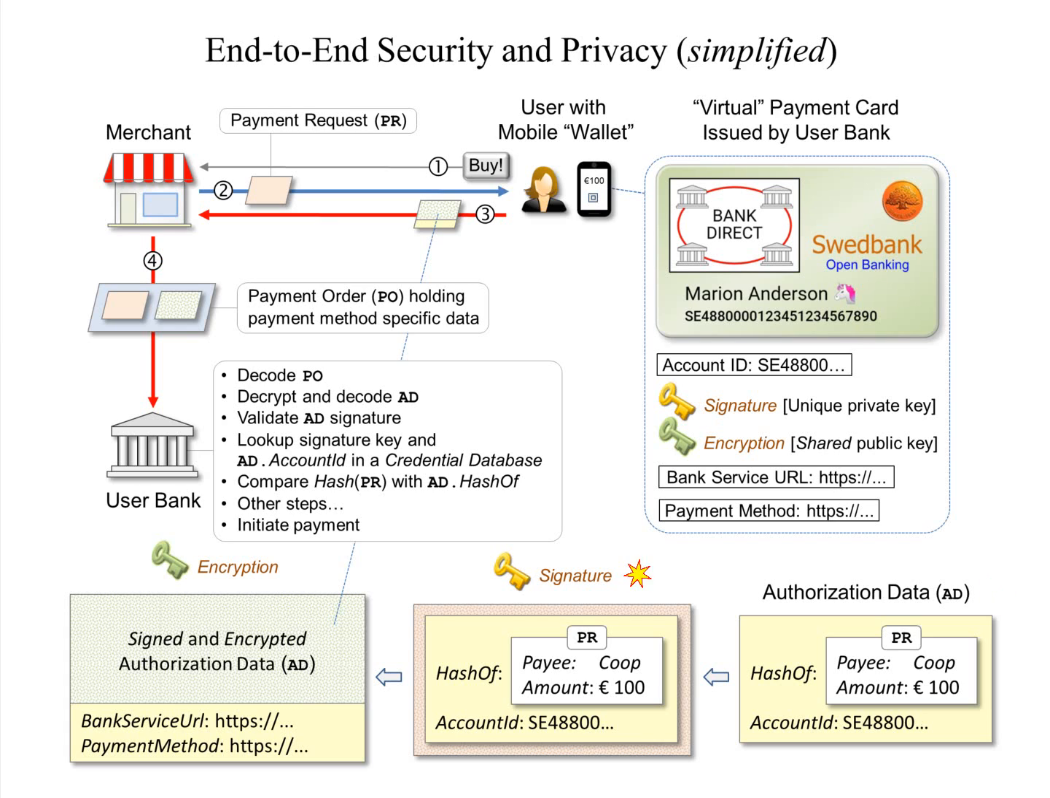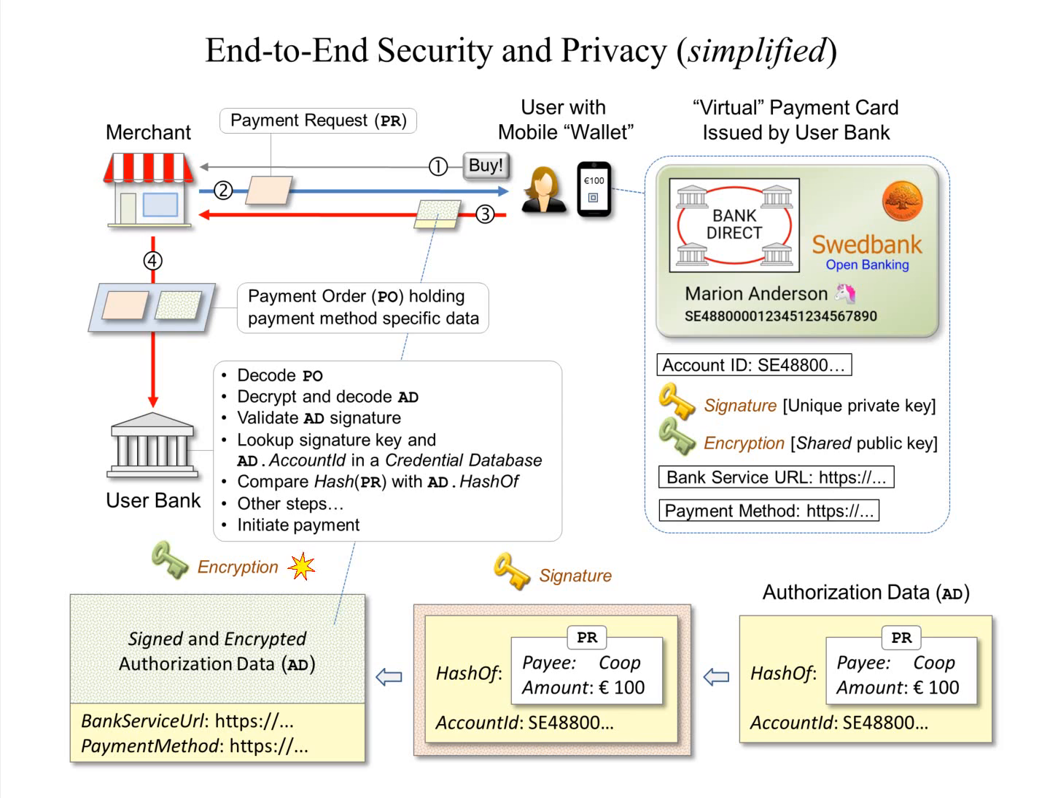Then the wallet signs the authorization data using the signature key. The purpose of the signature is both for authenticating the card or cardholder as well as for making any tampering with the data detectable. After the data has been signed, it is encrypted using the encryption key.